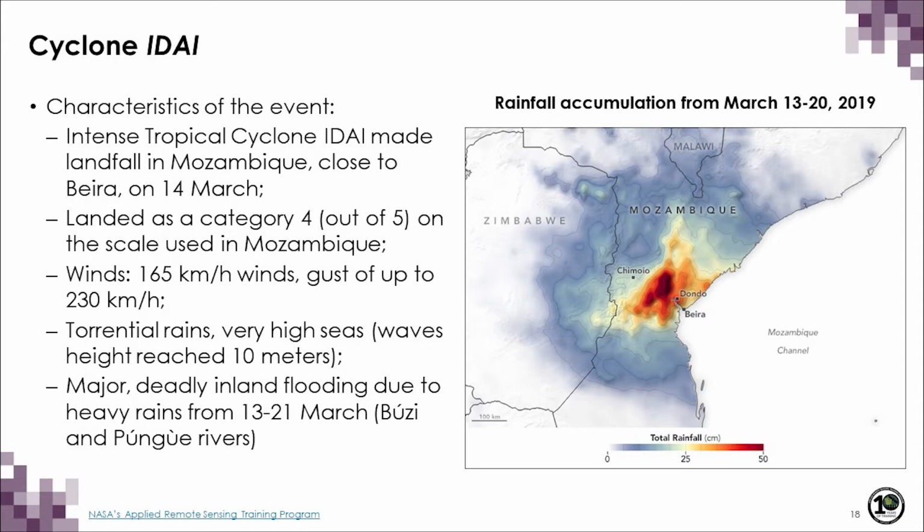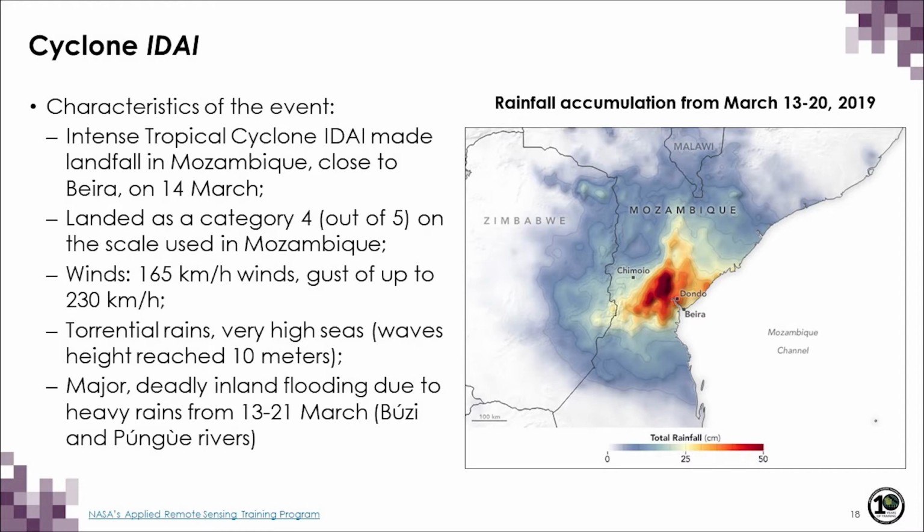We will now show how these datasets are applicable to the case of Cyclone Idai. First, we look at the characteristics of the event. Idai made landfall in Mozambique, close to the city of Beira, as an intense tropical cyclone on 14th of March. It landed as a Category 4 out of 5 on the scale used in Mozambique.